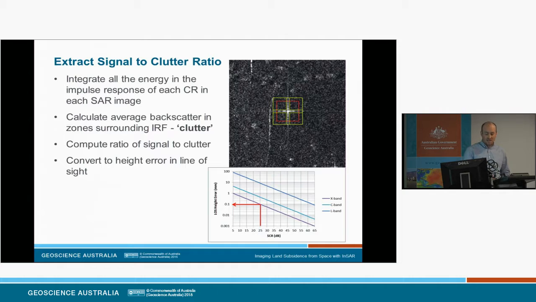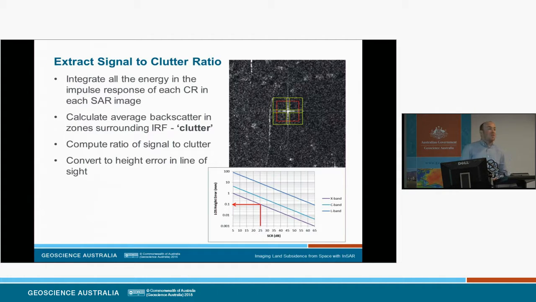So what we wanted to do was measure all the corner reflectors in all the images and extract this quantity, the signal to clutter ratio, which is essentially the signal to noise ratio. So what we did was to draw a cross around this impulse response function for each corner reflector, add up all the amplitude values within the cross to give us our total energy for the corner reflector. We then calculated the average background values of backscatter around the corner reflector, so we added up all the values within these 4 square regions to give us what we call the clutter for each site. We then compute the signal to clutter ratio using the total energy divided by the clutter.